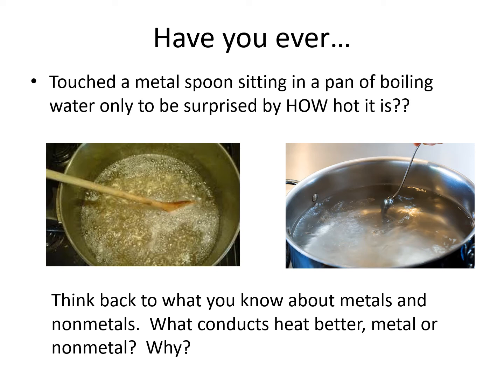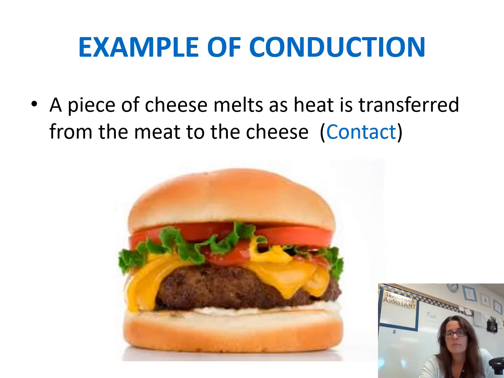So down here it says, think back to what you know about metals, nonmetals, and metalloids. What conducts heat better, metal or non-metal? Why? Well, we just kind of talked about it. Metal is going to conduct heat a whole lot better because it's a conductor. And wood is a non-metal, so that's not going to conduct heat very well. A better option for cooking will be a wooden or plastic spoon rather than a metal one, so you don't burn your hands.